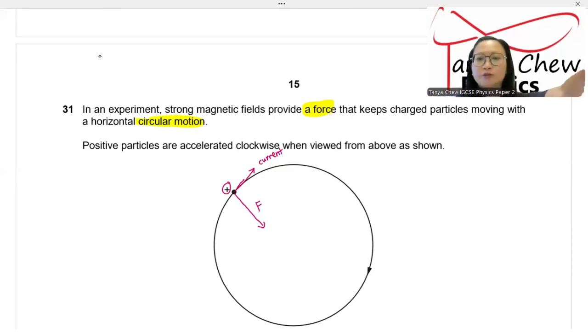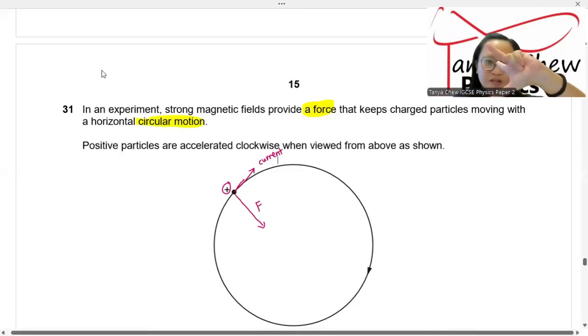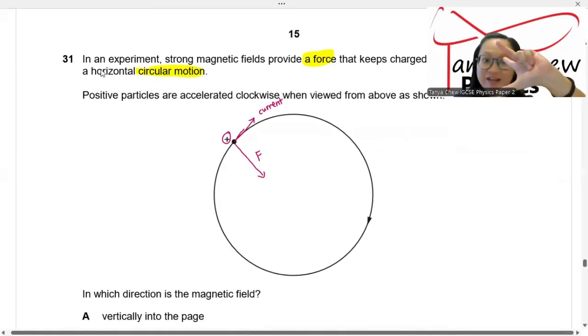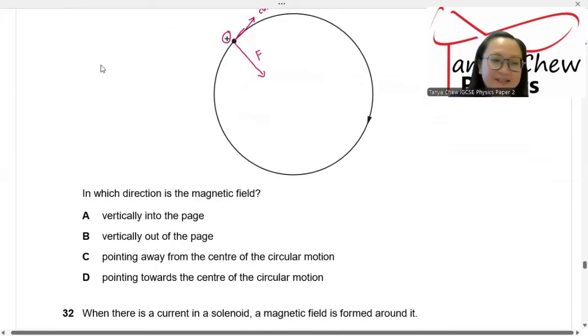We can actually use Fleming's left-hand rule. So the force must be towards the center of the circle. The current is flowing in the direction that I show you, force towards the center of the circle. Could you see that my first finger is pointing at me vertically out of the page? That is the answer. B is the answer.